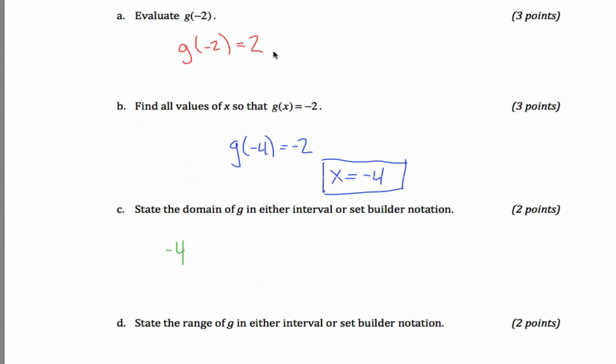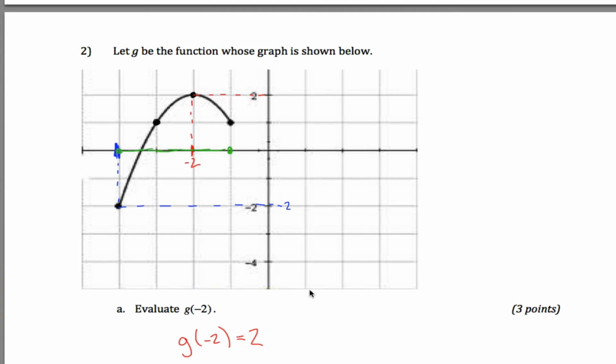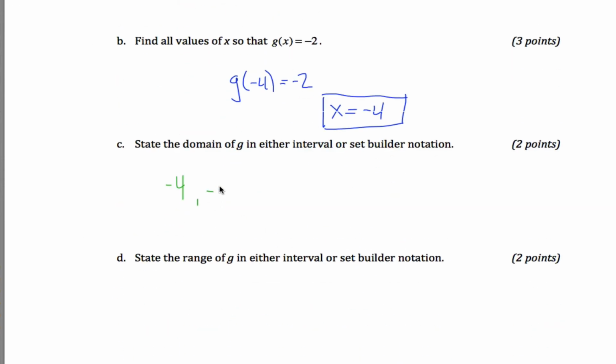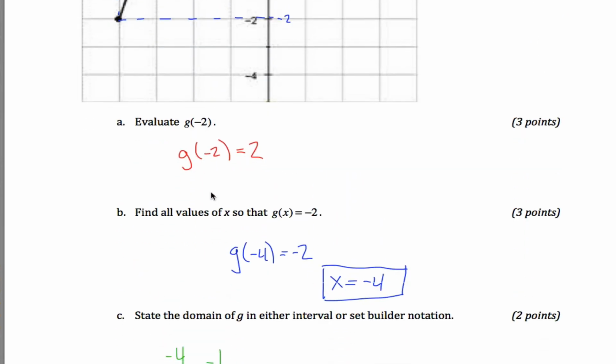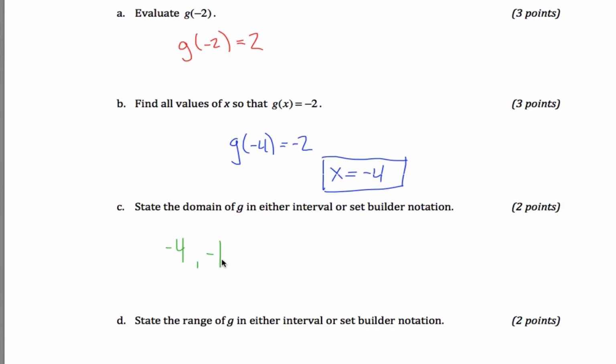Sorry, -1, right? Let's see. -4 to -1. So I want everything from -4 to -1. And because these circles are closed here, that means I want to include -4 and -1. The way you include -4 and -1, if you're using interval notation, you use these closed brackets. If you're using set builder notation, you'd say the set of all x such that, and then we want my x value to be between -4 and -1. So I say x has to be greater than or equal to -4, less than or equal to -1. Either of these two answers would work.